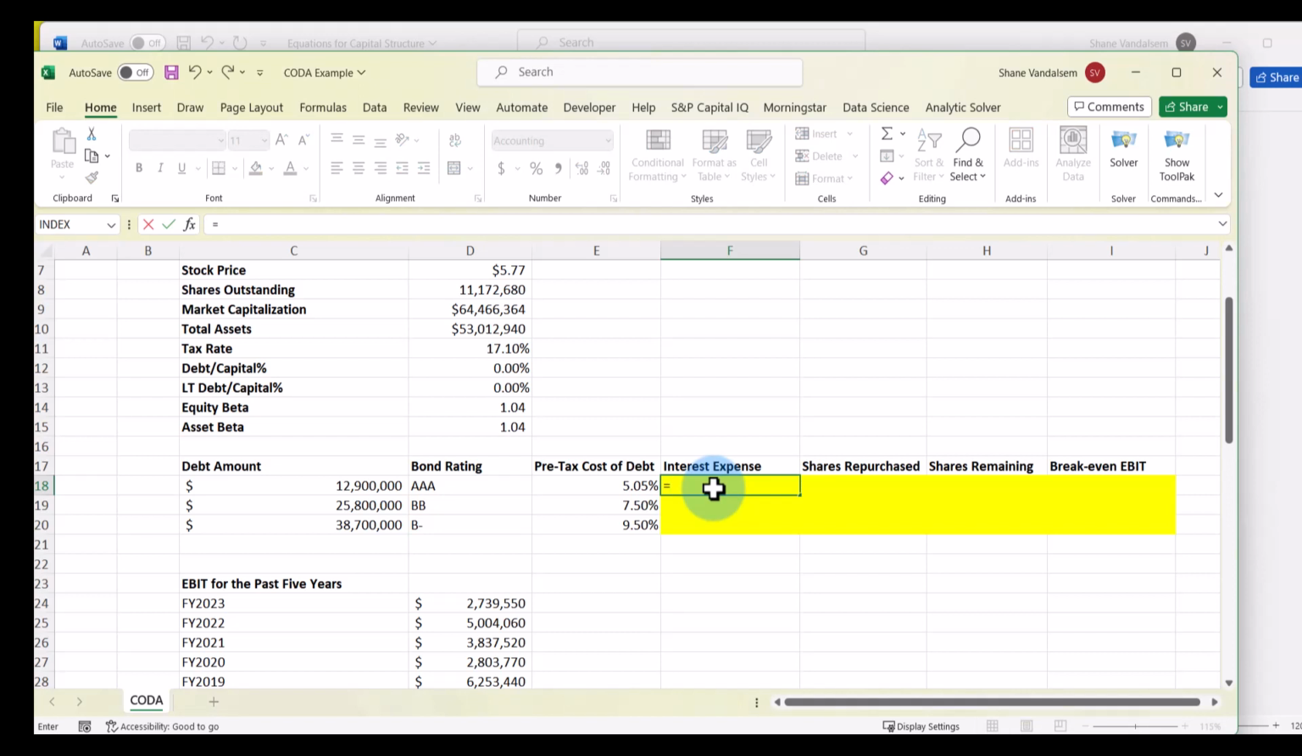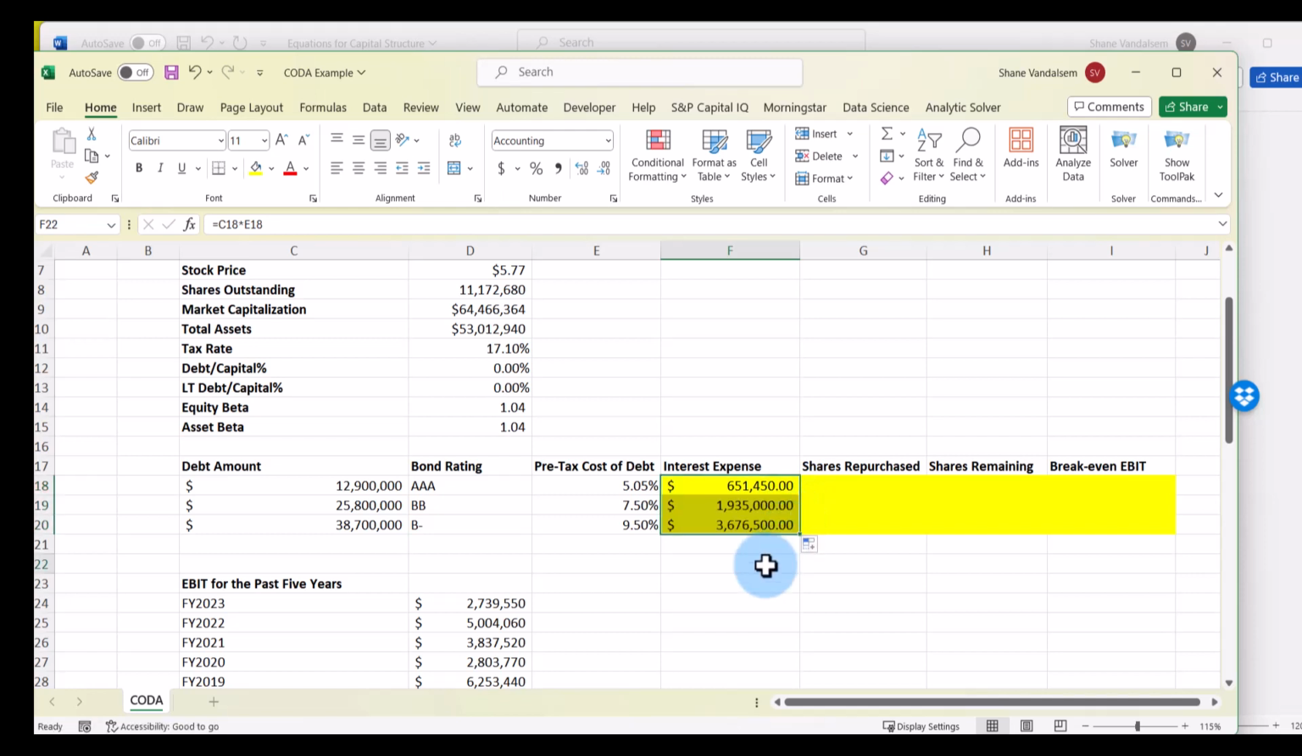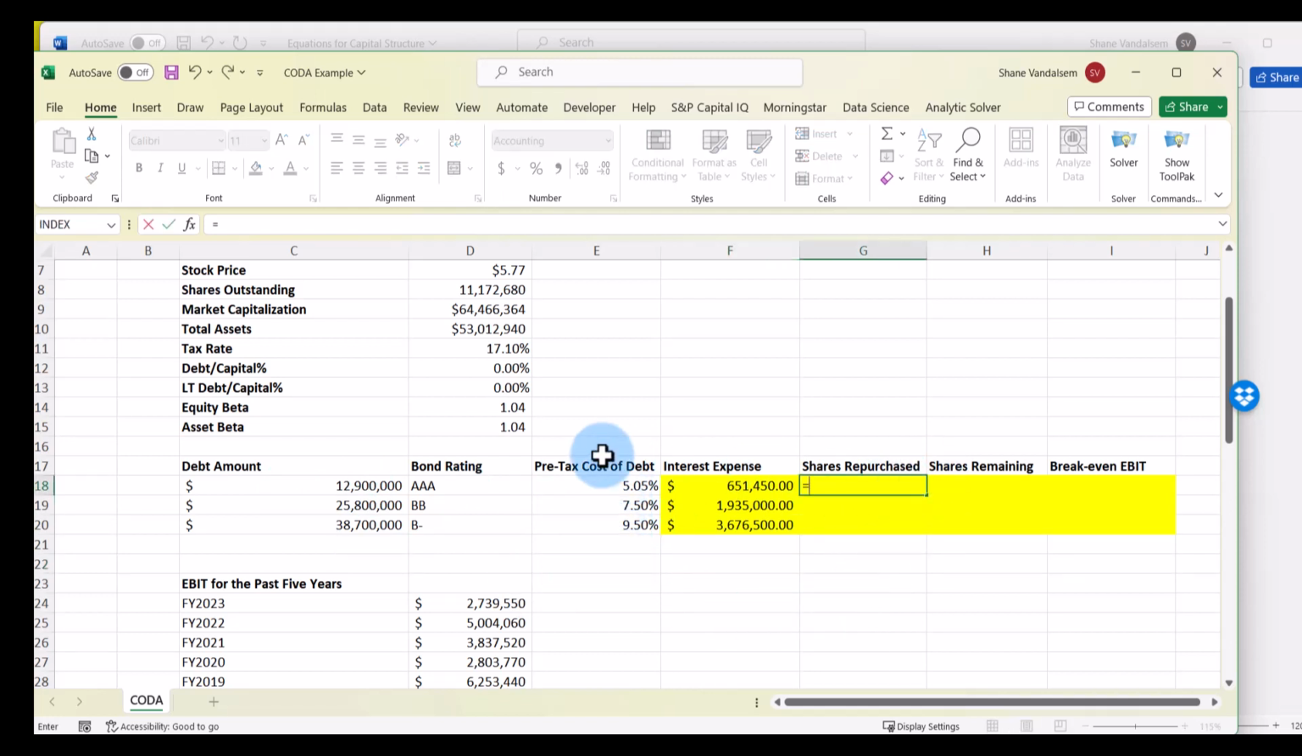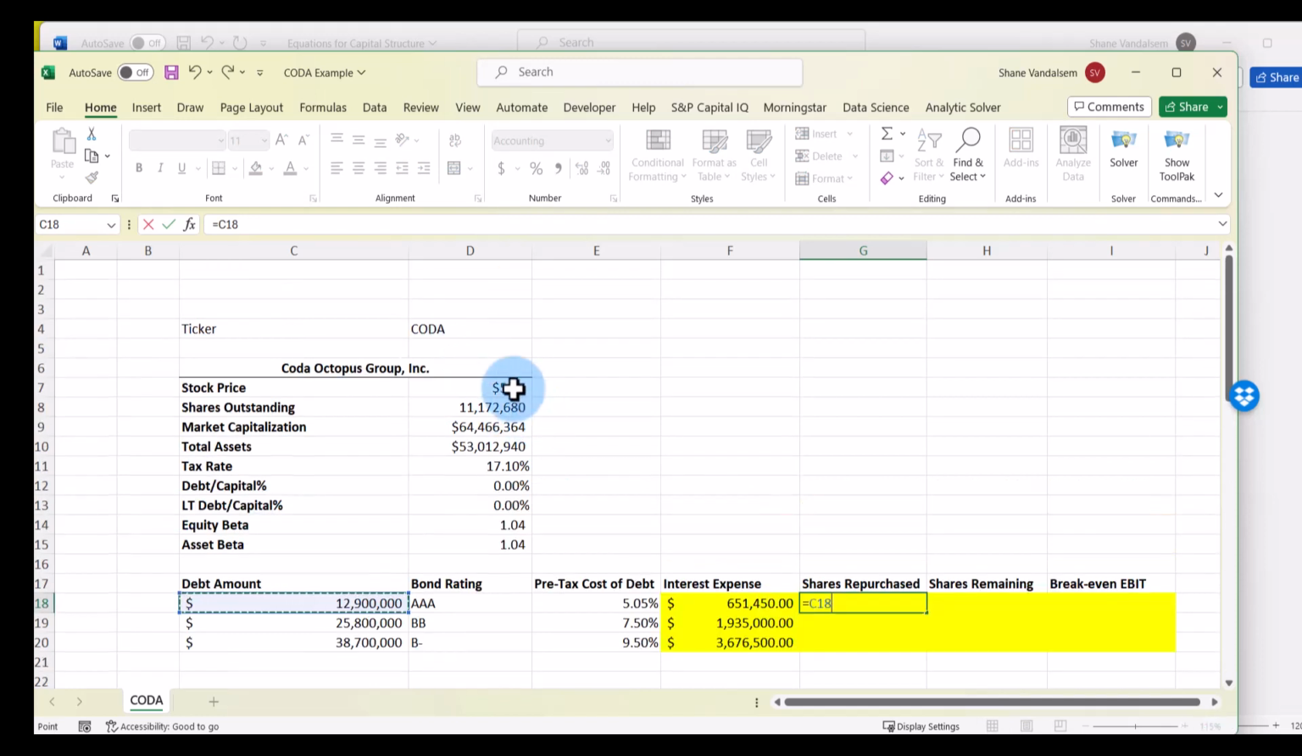So I'm going to start off by calculating the interest expense by putting in equals the debt amount multiplied by the pre-tax cost of debt. And then I'm going to drag that down. And as expected, that increases as we take on more debt and as the cost of debt increases. The number of shares repurchased will be equal to the amount of debt divided by the stock price per share.